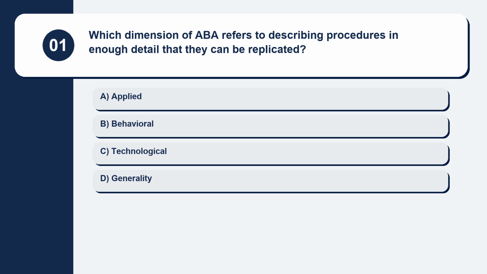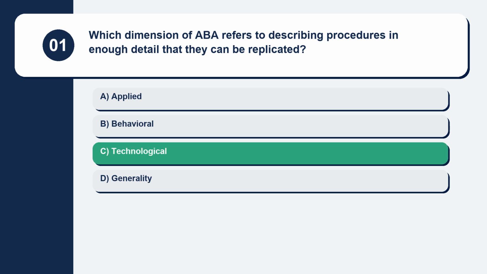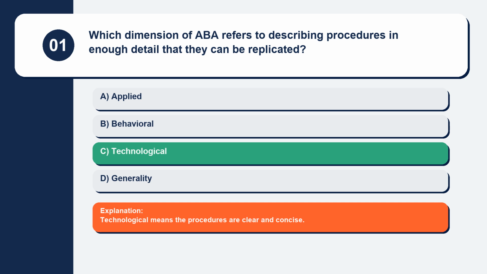Question 1. Which dimension of ABA refers to describing procedures in enough detail that they can be replicated? Applied, behavioral, technological, generality. Technological means the procedures are clear and concise.